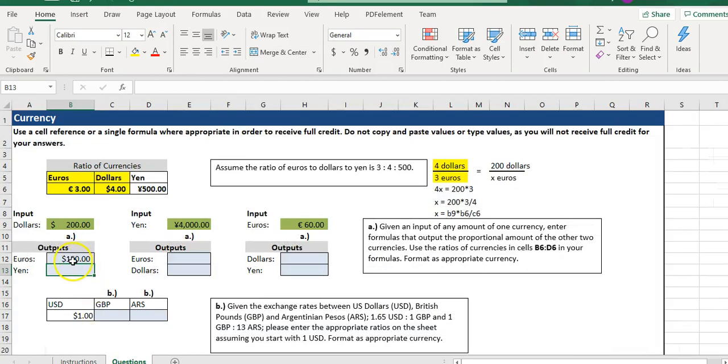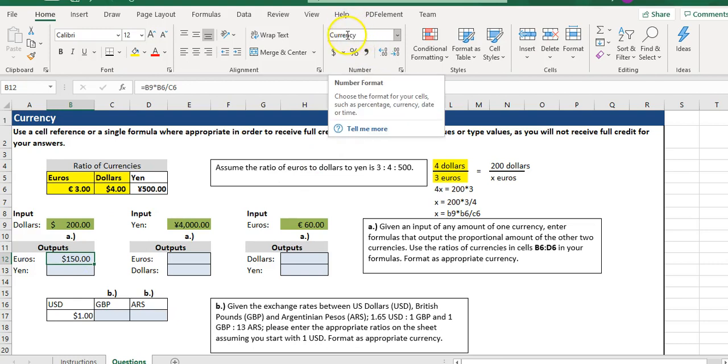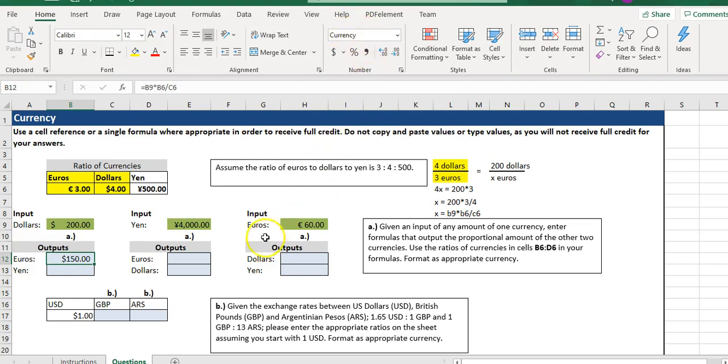Okay, so when we click on this 150, we want to make sure it's formatted as currency. So here's currency. We're going to format it as currency, but we want the euro symbol. So actually I'm going to show you a trick to get that euro symbol in there. I could do it a couple ways, and down here at the bottom we're going to have to do it a different way. But one way to do it is called Format Painter.